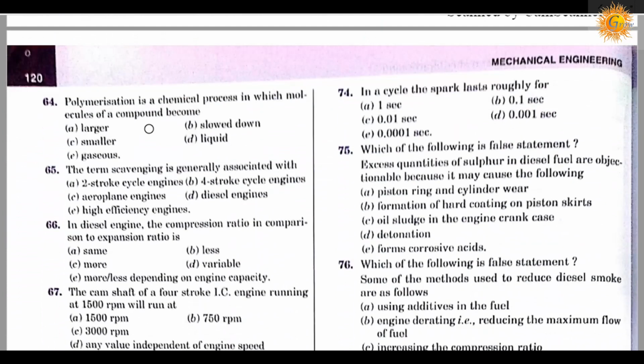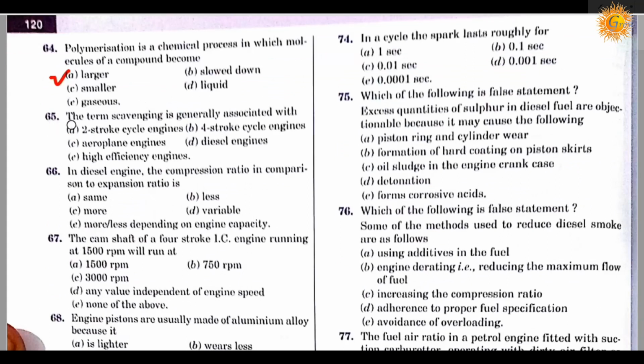Okay. Question number 64. Polymerization is a chemical process in which molecules of a compound become: option A, larger; option B, slow it down; option C, smaller; option D, liquid; option E, gaseous. So the correct answer is A. Polymerization, the chemical process in which molecules of a compound become larger.